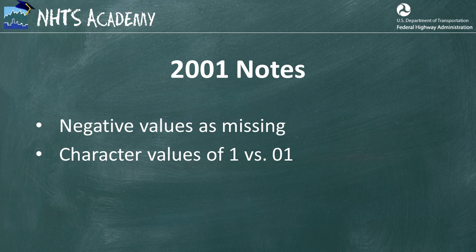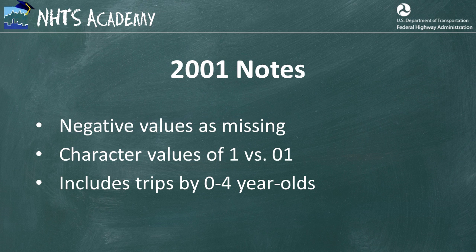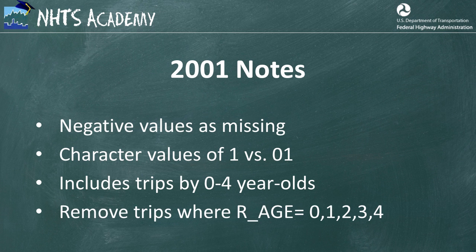Finally, the 2001 survey stands out in the more recent surveys as the only one that includes travel for 0 to 4-year-olds. Users should remove trips by these children when comparing trends across surveys by removing trips where age is equal to 0, 1, 2, 3, and 4. A common mistake is to remove trips where age is less than 5. However, with the negative numbers issue just mentioned, doing so removes trips by users with unreported ages, which, for the purposes of control totals, are assumed to be 5 and over.